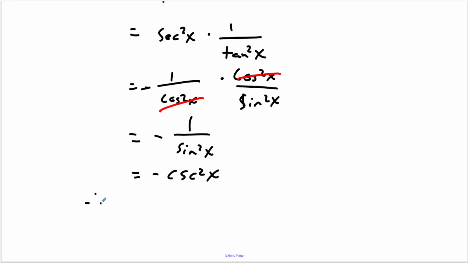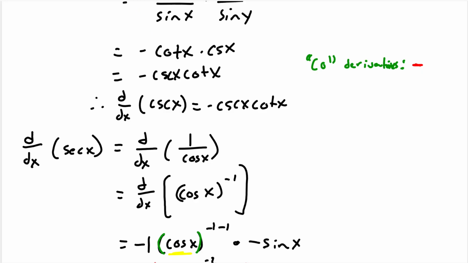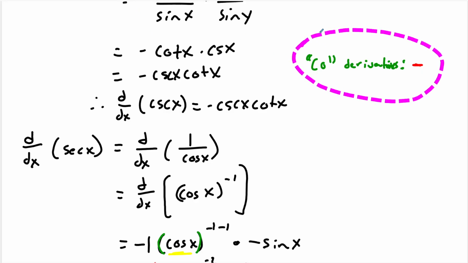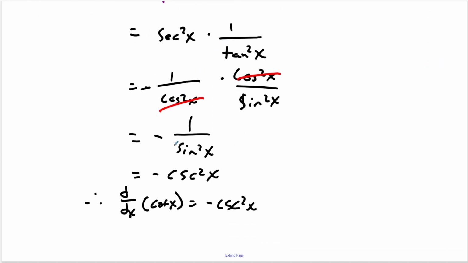So we can say, therefore, d dx of cotangent of x equals negative cosecant squared of x. And once again, it's negative, it's a co-derivative, so that just justifies why the co-derivatives are negative. Okay, good thing to know, just a good thing to know if you're having trouble recalling these other trig derivatives.